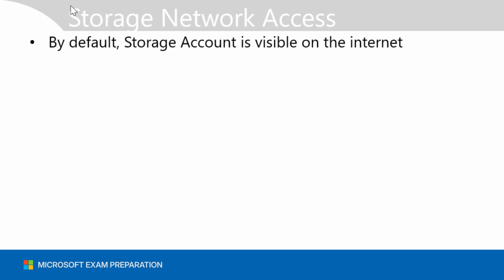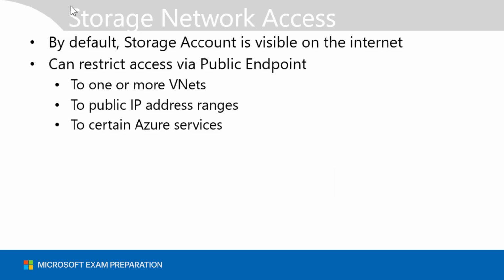So your storage account by default is visible on the internet. And when you create it, it has a public DNS, which maps to a public IP address. So unless you have other restrictions on storage, then the URLs are publicly visible. You can restrict access a couple of ways.